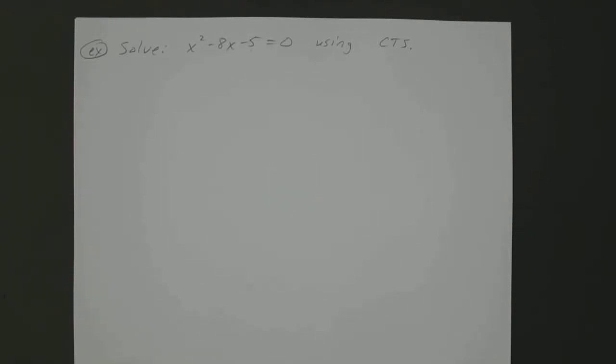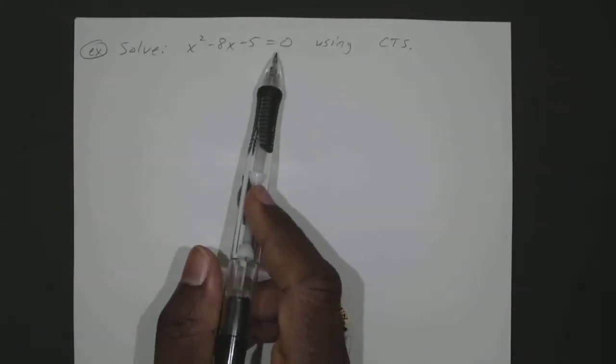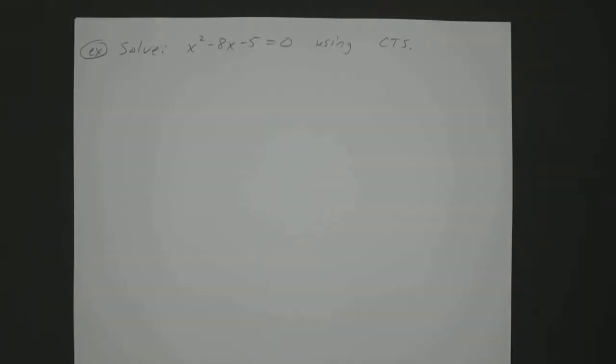Or -8. Okay, you can't use 5 and 1. You can't use 4 and 2. -1, -5, or +5, -1. You get the idea. No combination of it. All right, so we have to go with completing the square.